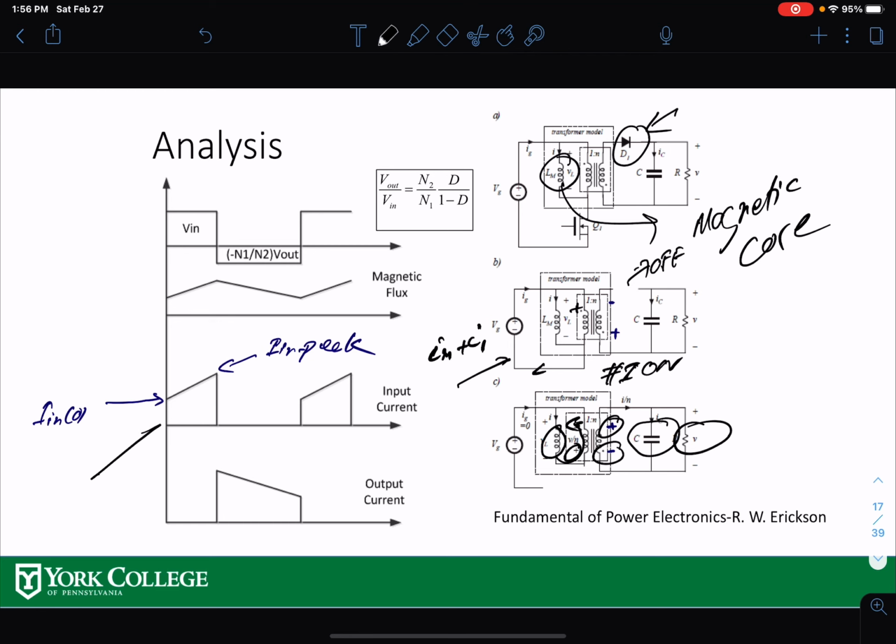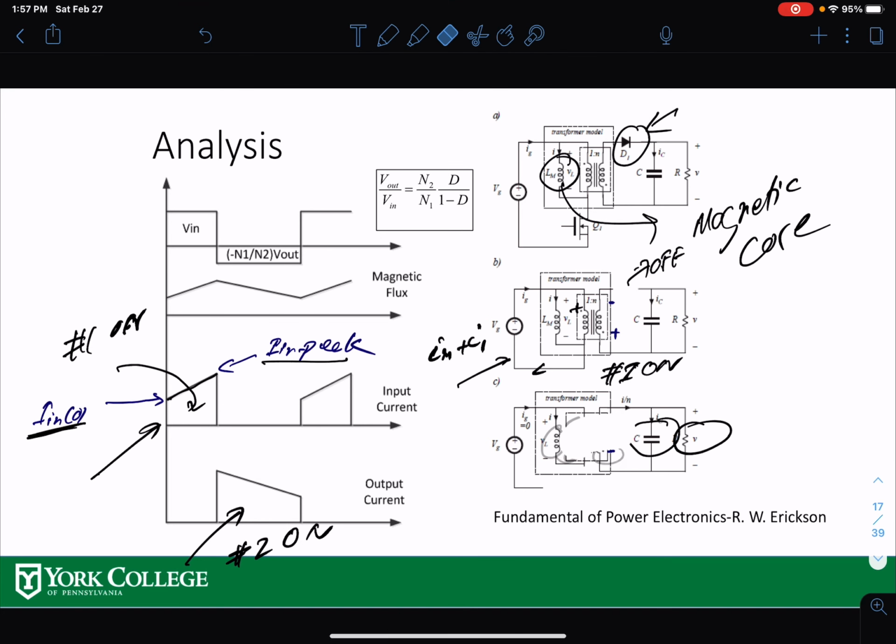So this is the input current here. Input current has two things: you have an initial value, then you have a ramp going up, and you get the peak because of the inductor. This is when switch 1 is on. And when switch 2 is on, you get the output current here. So switch 2 on, and so on. That is how it works.